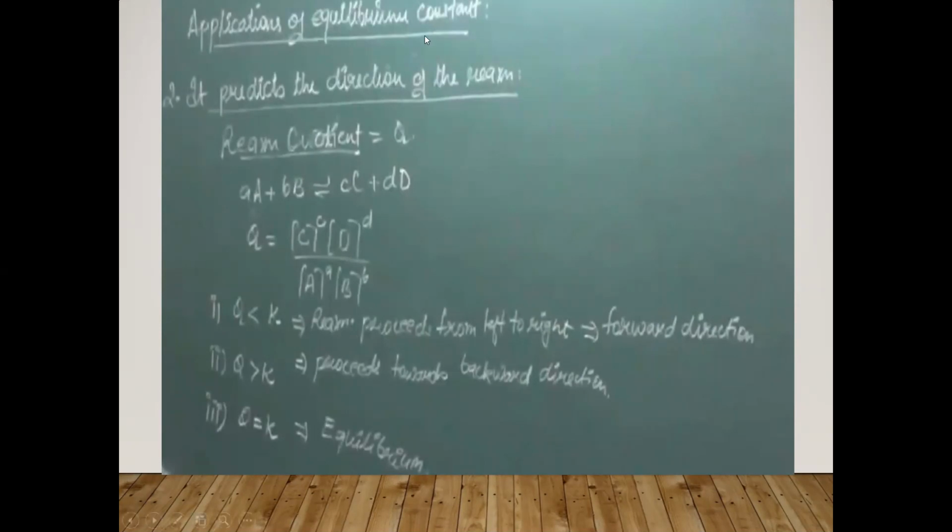Now, suppose this is the reaction. This is a skeleton reaction, an example reaction I have taken here. So, how will I calculate Q for this? That is the reaction quotient, the concentration of products upon the concentration of reactants. Clear? Now, if the value of Q is less than K, it means the reaction proceeds from left to right, means in the forward direction. इसका मतलब क्या है?